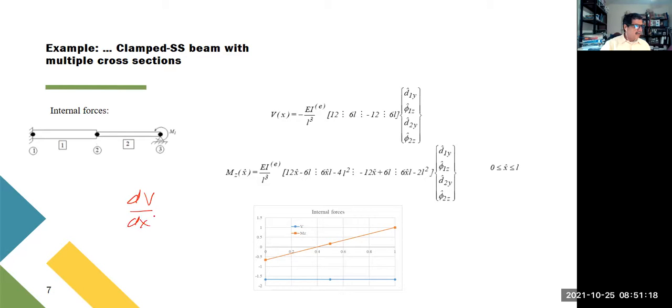dV/dx is equal to what? Anybody? dV/dx? Mr. Ortega, dV/dx is equal to what? Minus p. And how much is p in this case? In this case, 0. That means that V is a constant, and that's what we have here.